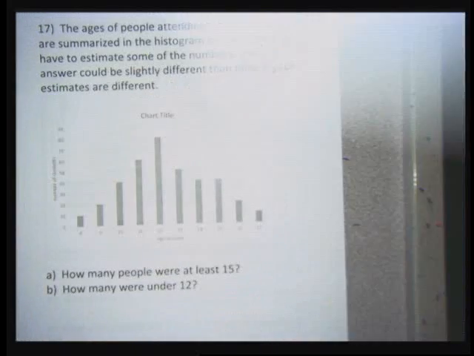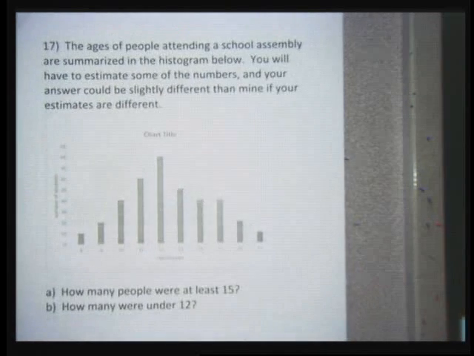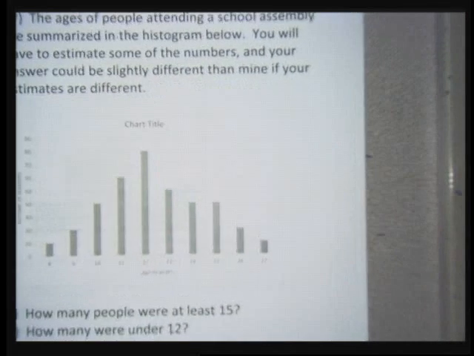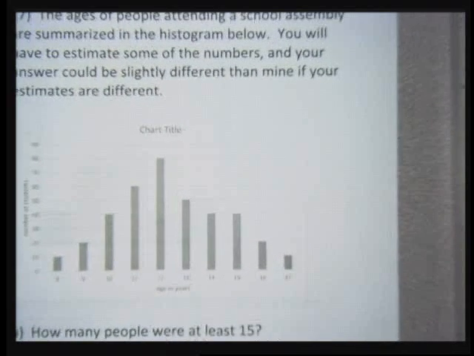All right, so this is yours. I'll try to blow it up. So there was an assembly at a school, and these are the ages of the students that were in attendance. How many people were at least 15, how many people were under 12, and I'm not sure how well this is going to show up.